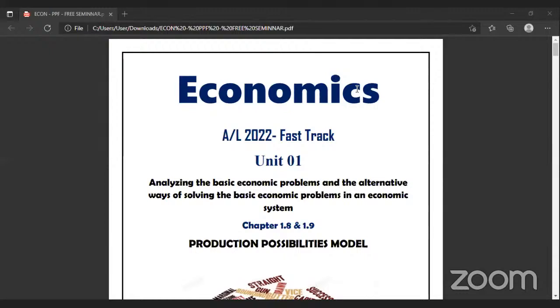But in these classes, we don't dictate the notes. Only 1 or 2 graphs will be there. There is a difference between this class and the 2023 A-level batch, where there are many things to copy down and we dictate certain things. But for the fast track classes, most things are printed in the PDF. Only the calculations and the graphs you have to draw. The writing parts will be skipped. Everything will be given in the PDF, so only the explanation part will be there.